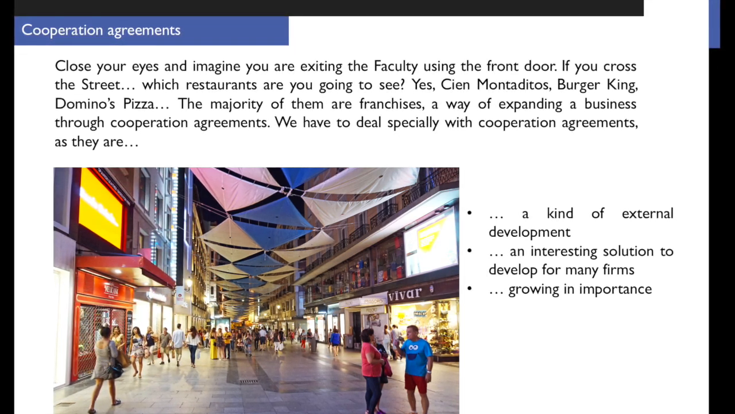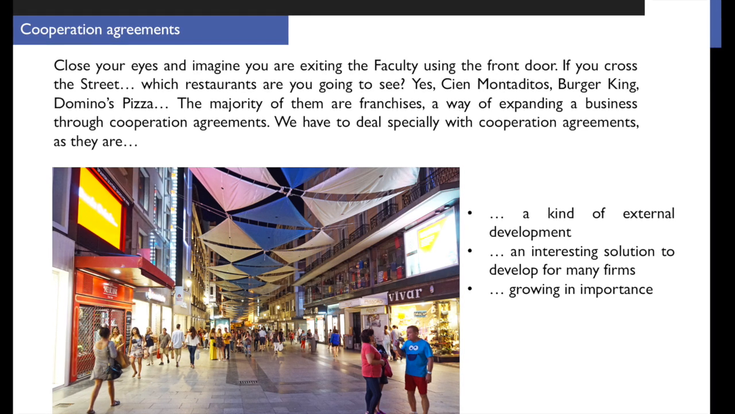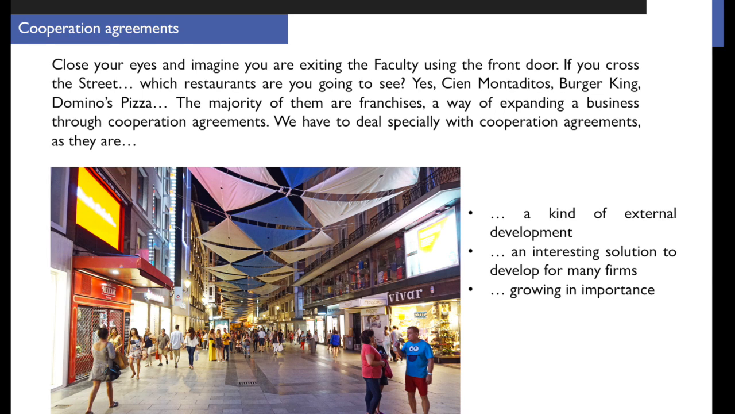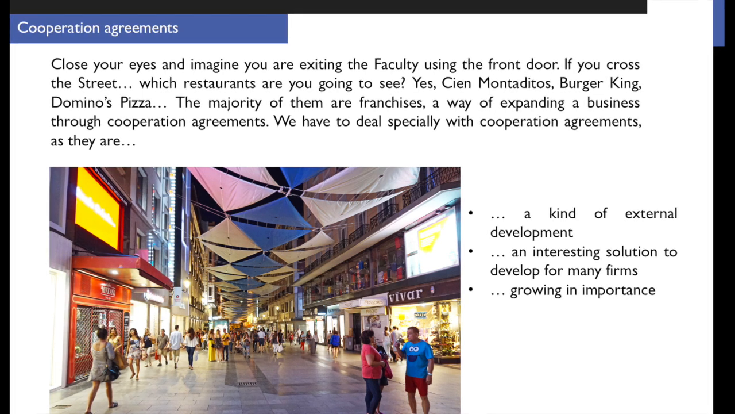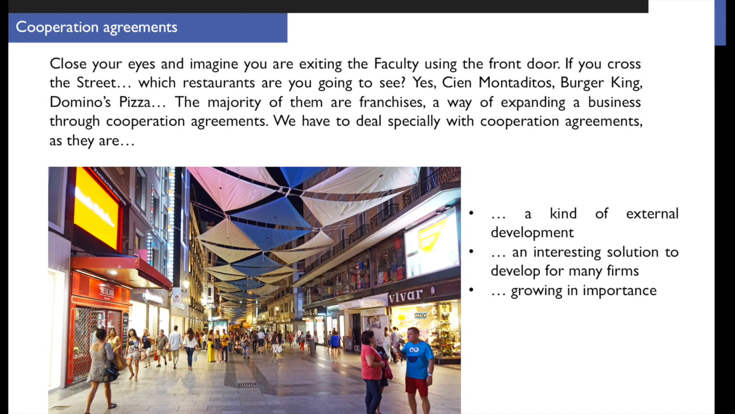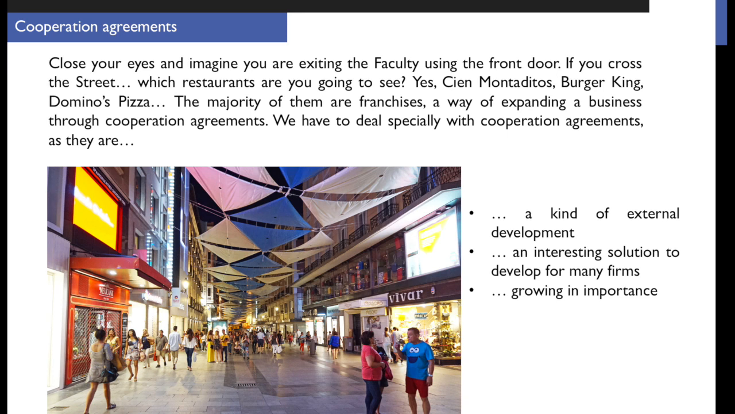And also because cooperation agreements are growing in importance. As I told you about franchises, if you have a look at your street, it depends on the street obviously, okay, but an important percentage of the commerces you will find are franchises, okay? So we need to dedicate special attention to cooperation agreements.